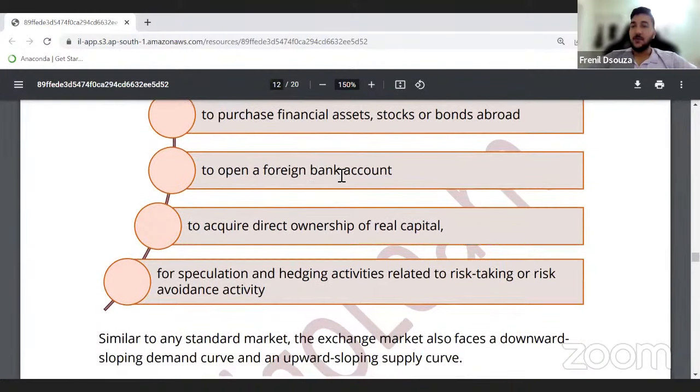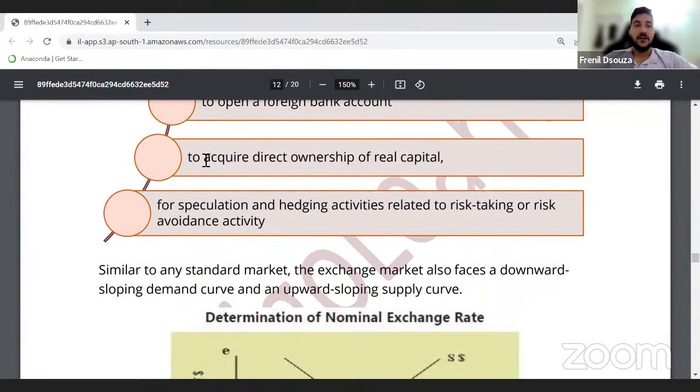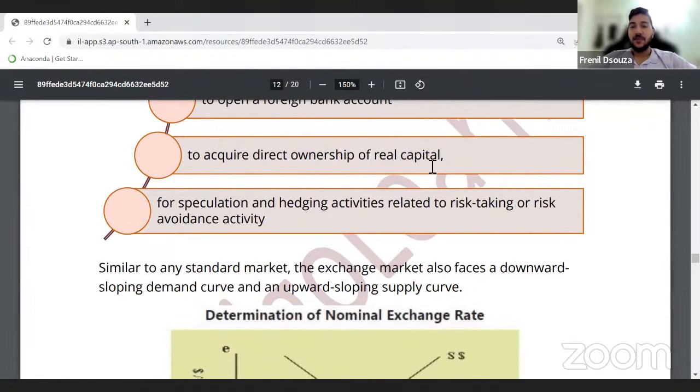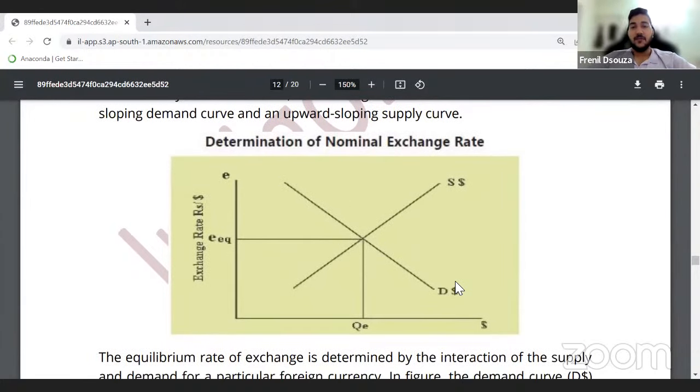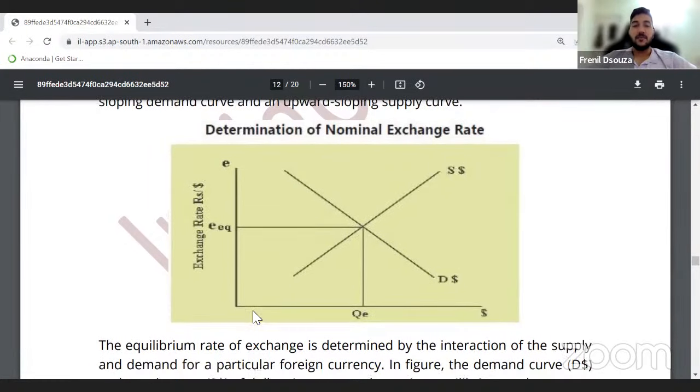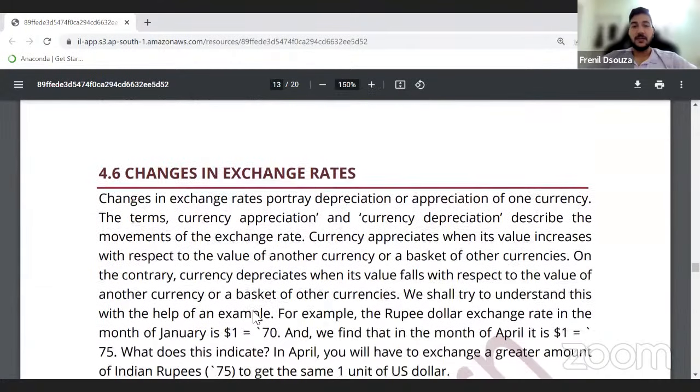Next, to open a foreign bank account, of course, in a foreign bank account, you can't put Indian rupee. To acquire direct ownership of real capital, that is to buy houses in Europe or US, and if you have this dream, you can't pay in rupee. So you need euros, you will raise demand for euros. Also for speculation and hedging activities, etc., which will happen. Now, see this thing is given over here. The demand curve is given, the supply curve is given, the equilibrium quantity is here, equilibrium price is here, right? So this is how price is determined in the market.